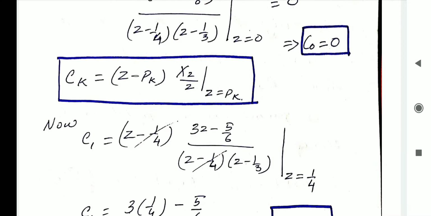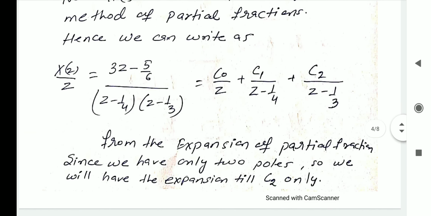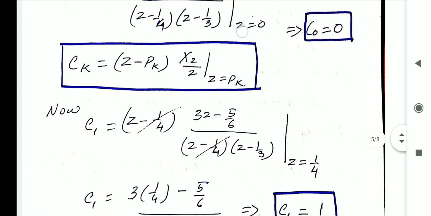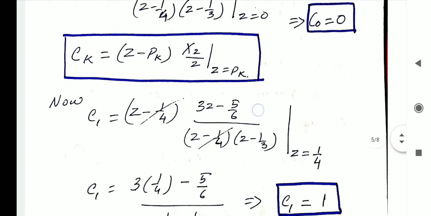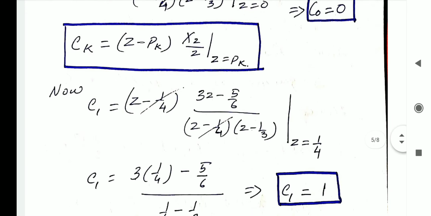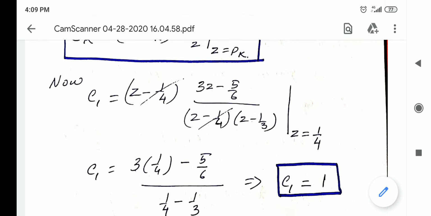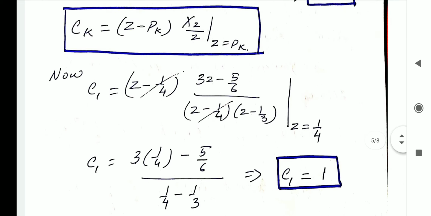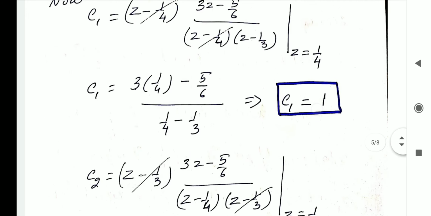C1 is (z minus 1/4). As we have written here, C1 is X(z)/z times (z minus 1/4). So C1 is (z minus 1/4), X(z)/z, that is (3z minus 5/6) by (z minus 1/4)(z minus 1/3), for the value of the pole, that is z equals 1/4. So these two terms, (z minus 1/4) and (z minus 1/4), get cancelled, and C1 obtained after all the calculation is 1.